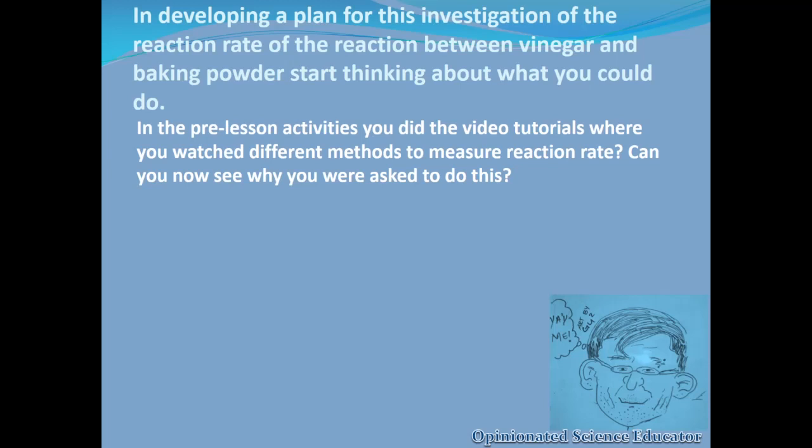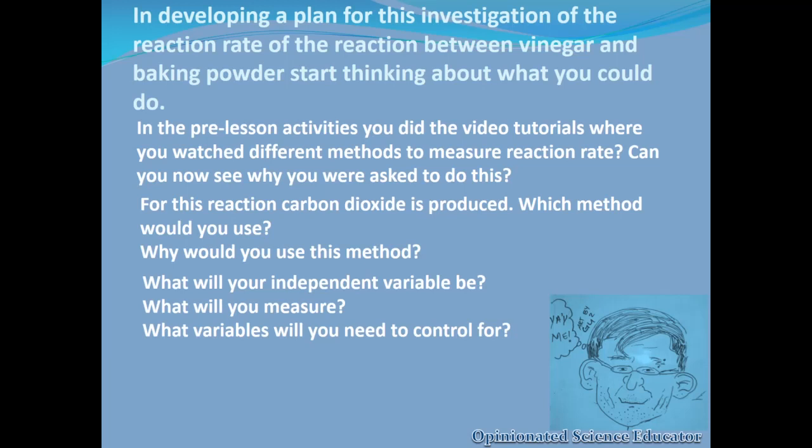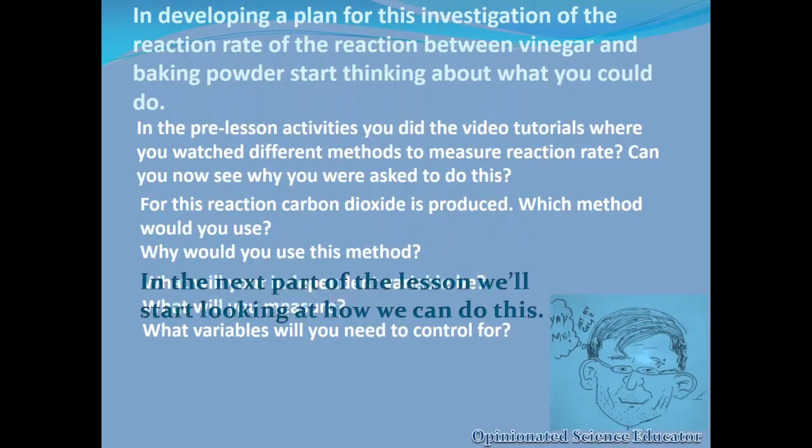did you see that the pre-lesson activity sent you to look at video tutorials about different ways to measure the reaction rate? For this reaction, carbon dioxide is produced. So which of these methods would you use? And why would you use this method? Finally, what will your independent variable be? What will you measure? What variables will you need to control for? That is exactly what the rest of this lesson is all about.